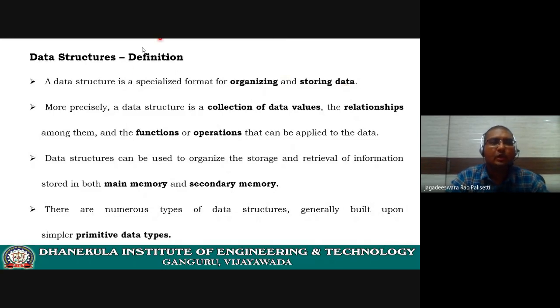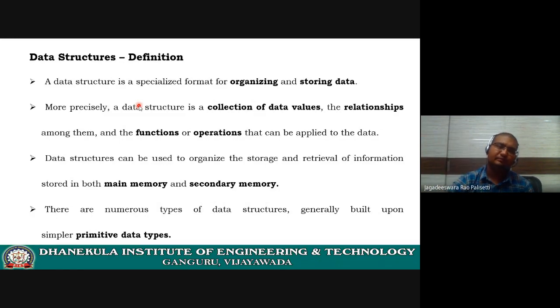Here we have the different points about the data structure definition. But simply you should remember what a data structure is: as the name indicates, the way of storing data and the way of retrieving or accessing the data from the computer memory is nothing but a data structure. You can use this sentence for the definition. Data structure is the way of storing, organizing and accessing the data in the computer's memory.